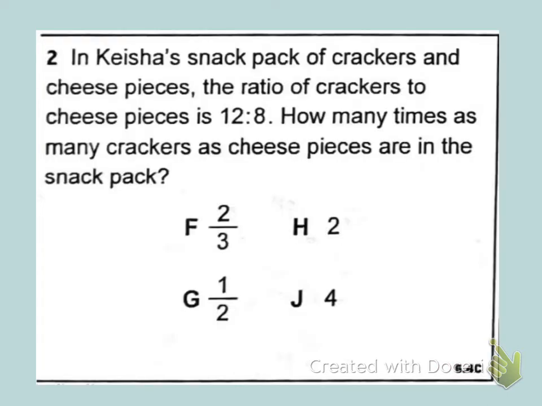Number 2 says that in Keisha's snack pack of crackers and cheese pieces, the ratio of crackers to cheese pieces was 12 to 8. How many times as many crackers as cheese pieces are there in each snack pack? So there's a 12 to 8 ratio. And what we're doing here is simplifying. What number divides into 12 evenly that also divides into 8 evenly, and that is 4. 12 divided by 4 is 3, and 8 divided by 4 is 2. And then you can set that up as a division, so make sure to finish number 2.